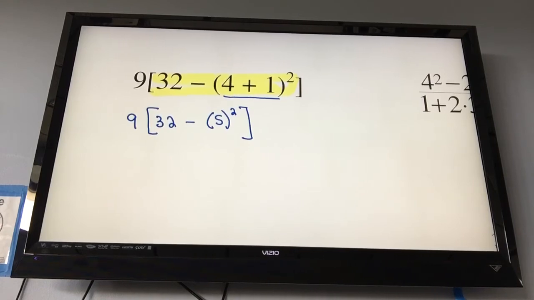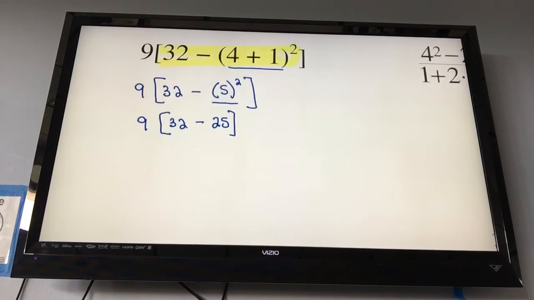All right, grouping symbols. Again, I'm inside my brackets. Inside my brackets, I have subtraction and I have exponents. Exponents come before subtraction. 5 to the 2nd is 25. Still have grouping symbols. Now I'm going to take my 32 minus 25 and get 7, and now it's a multiplication, 63.